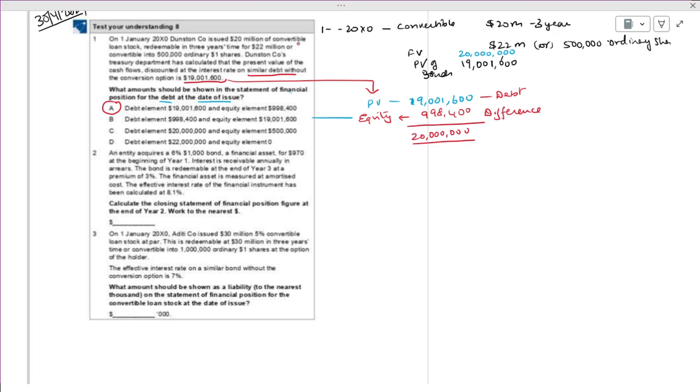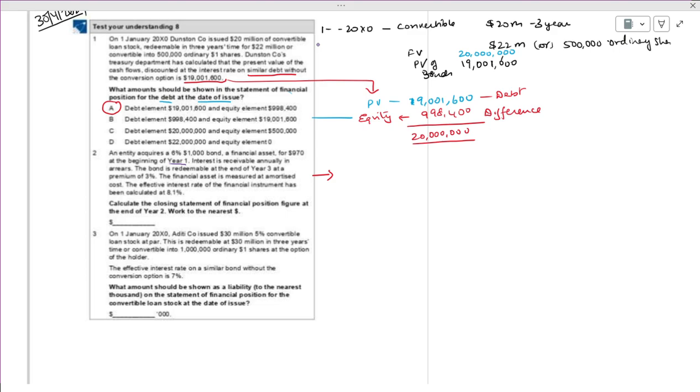Next. See the thing. What we have done, we are going to do the same thing here. At the beginning, an entity acquired 6% bonds as a financial asset for 970, at the beginning of year one. Opening balance is 970. Interest receivable annually in arrears. Arrears means at the end of the year.